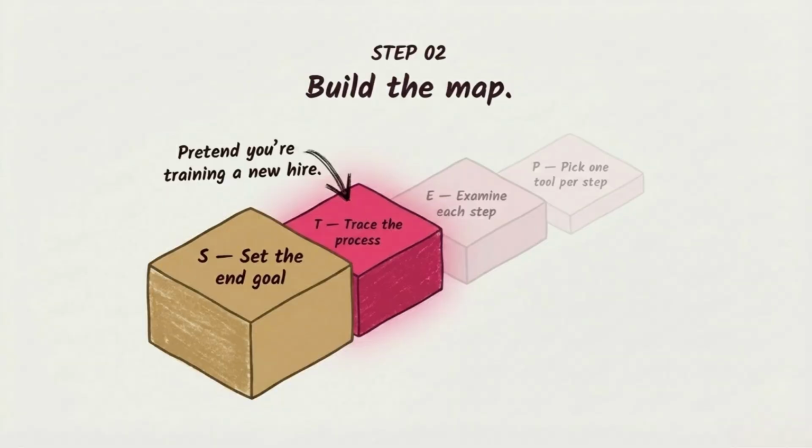Once you know the goal, it's time to build the map. This is the T in STEP, and it stands for trace the process. This means walking through every single action you take to get from zero to that finished output. Every single step, even the obvious ones.